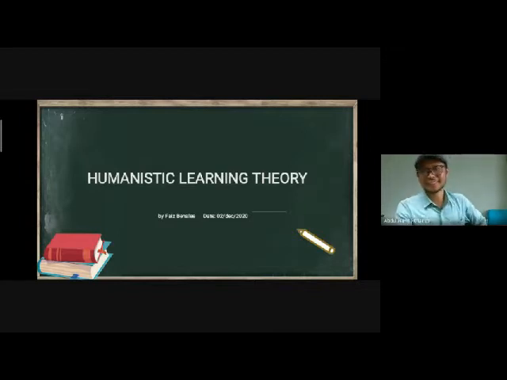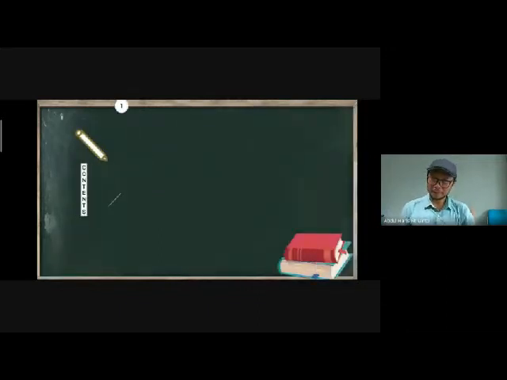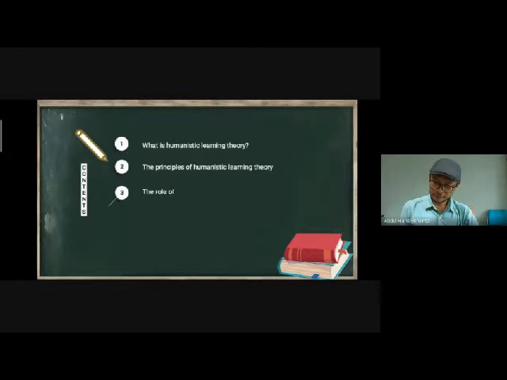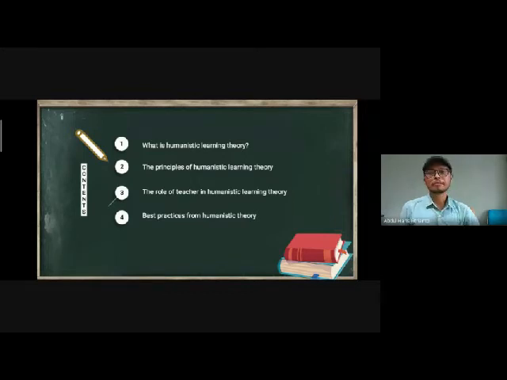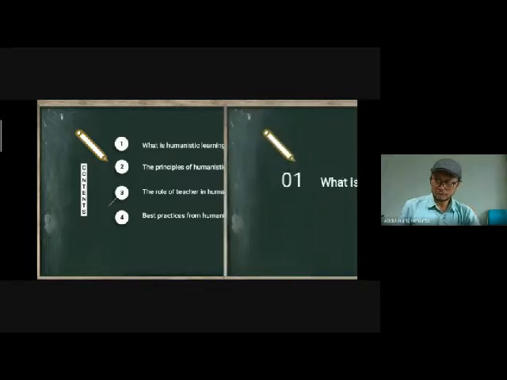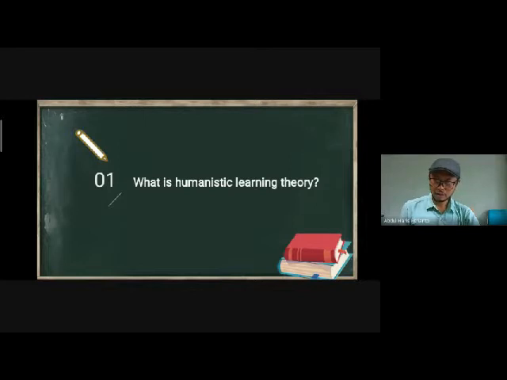Hello everyone, my name is Faiz Benali. Today I'm going to present humanistic learning theory. Next slide. Here there are 4 points for me to present today. First, what is humanistic learning theory, second, the principles of humanistic learning theory, third, the role of the teacher in humanistic learning theory, and the last one is best practice from humanistic theory.